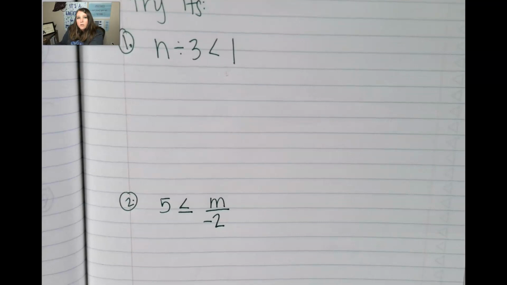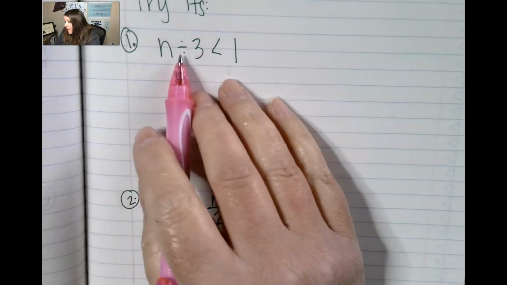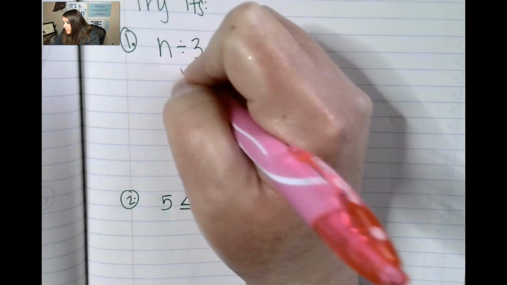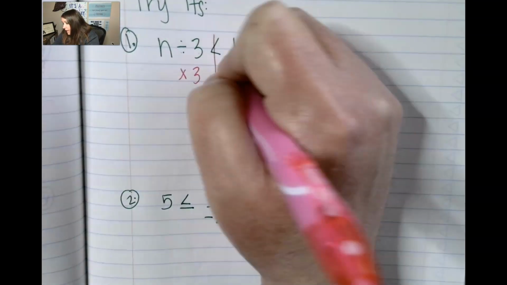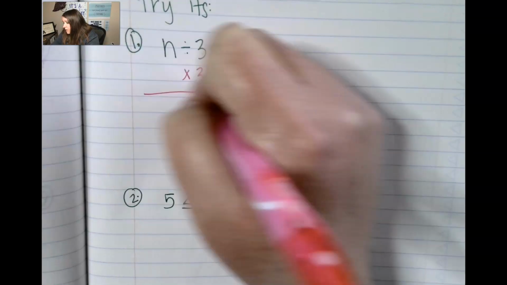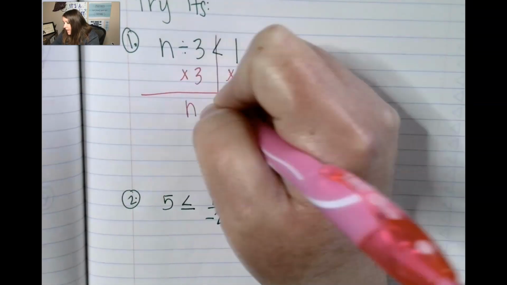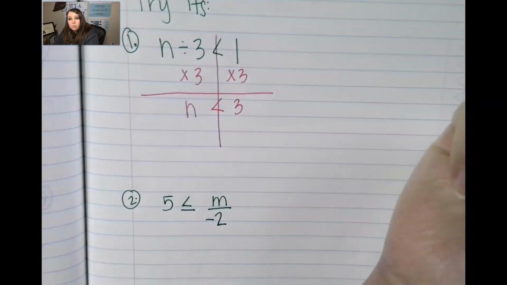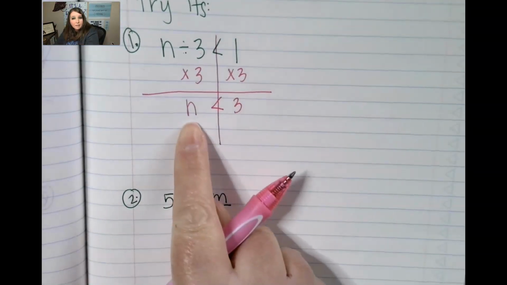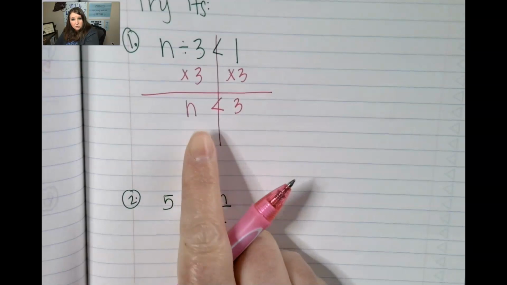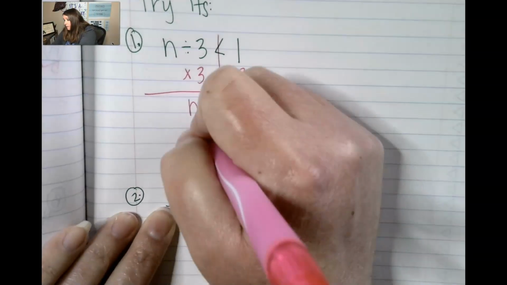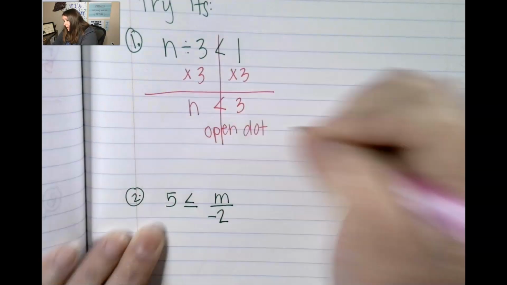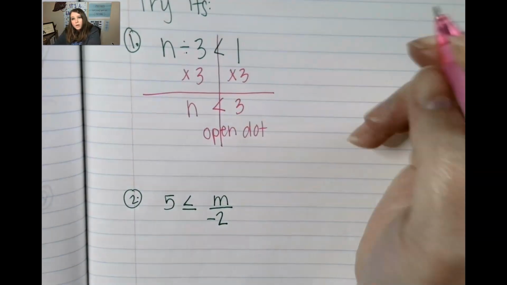All right, so in my first problem, I have divided by 3. Opposite of divided by 3 is multiplied by 3 and multiplied by 3. So I'm just going to write n is less than 1 times 3, which is 3. My letter is on the left, so no need to switch it around. I have an open dot, and I'm ready to graph.